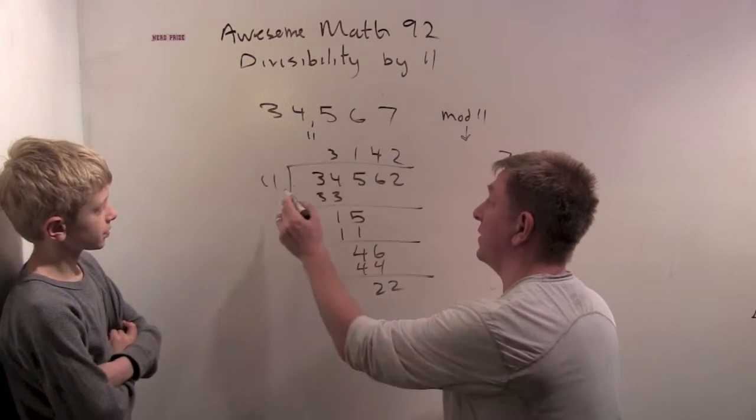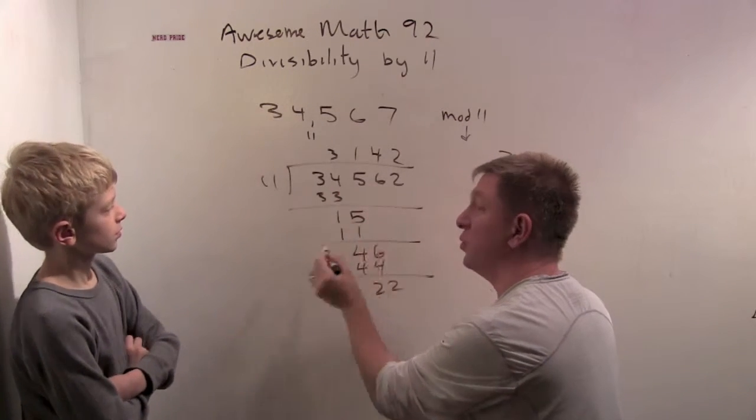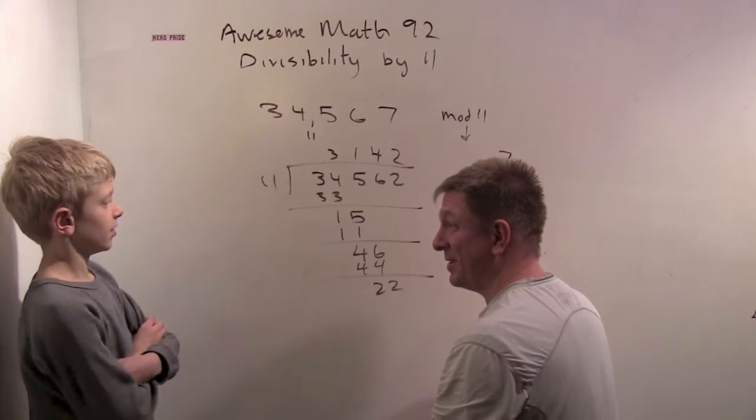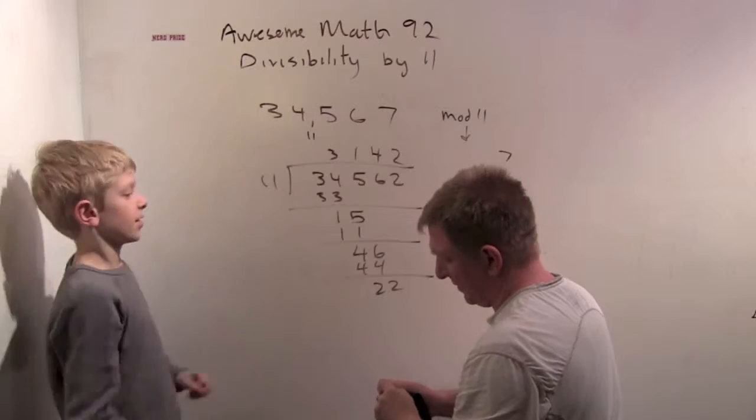But there we go. So we found that 34,562, which our rule told us was divisible by 11, was indeed divisible by 11. How awesome is that?